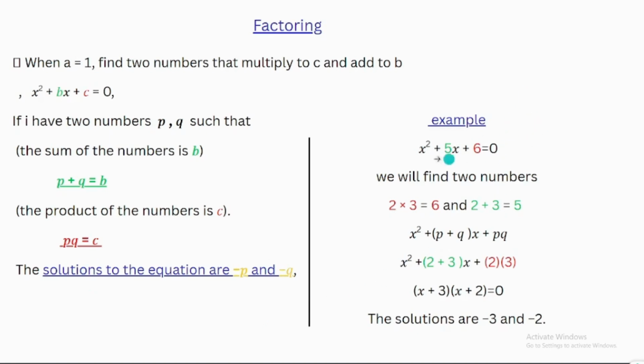We'll take an example here. x squared plus 5x plus 6 equals 0. We will find two numbers whose product equals 6 and whose sum equals 5. The two numbers are 2 and 3. Their sum is b and their product is c. So we put these two numbers in parentheses and set them equal to 0. So x plus 3 equals 0 or x plus 2 equals 0. So x equals negative 3 or x equals negative 2.